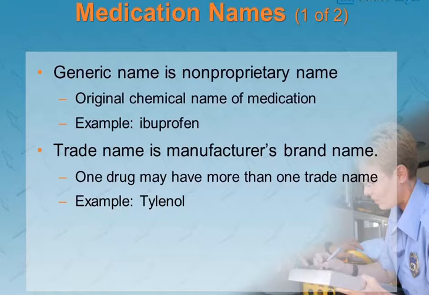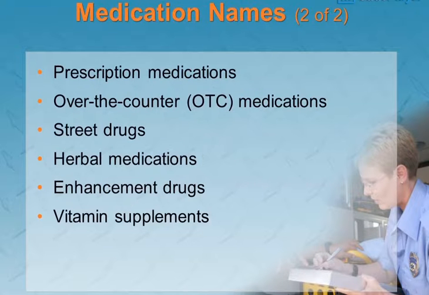Medication names, 1 of 2. Generic name is the non-proprietary name. Original chemical name of the medication. Example, ibuprofen. Trade name is the manufacturer's brand name. One drug may have more than one trade name. Example, Tylenol.